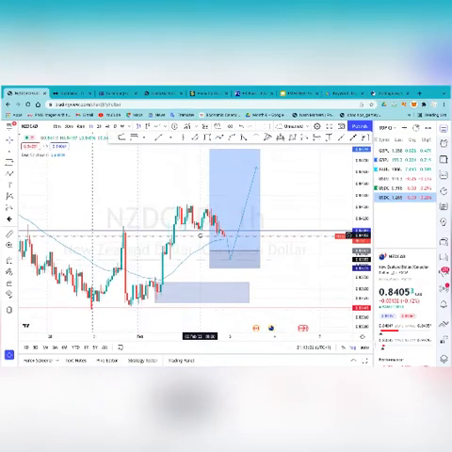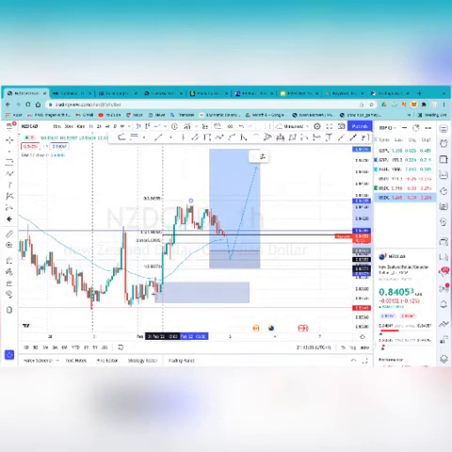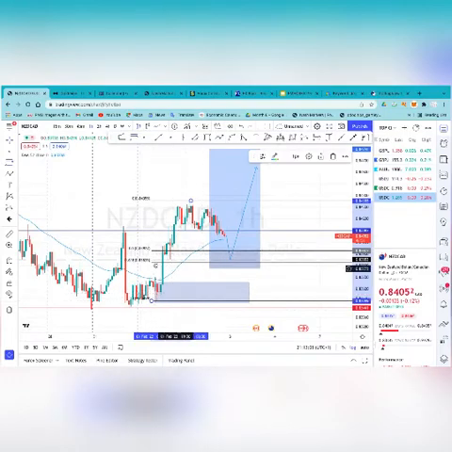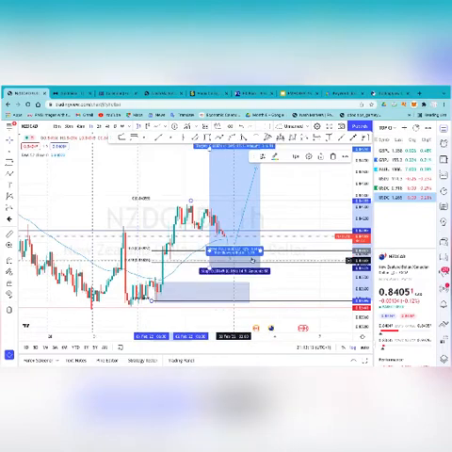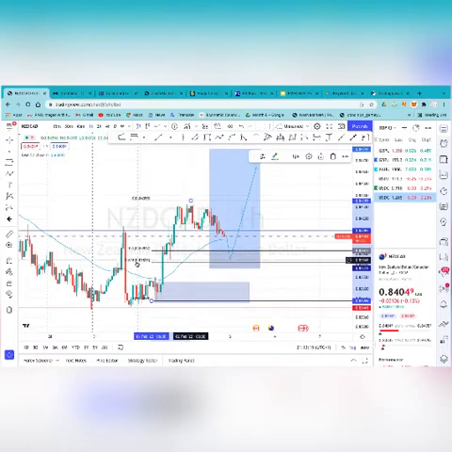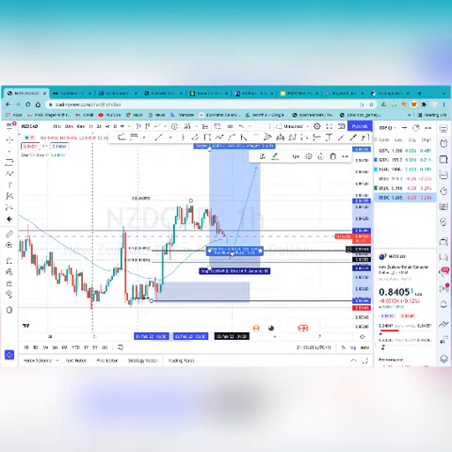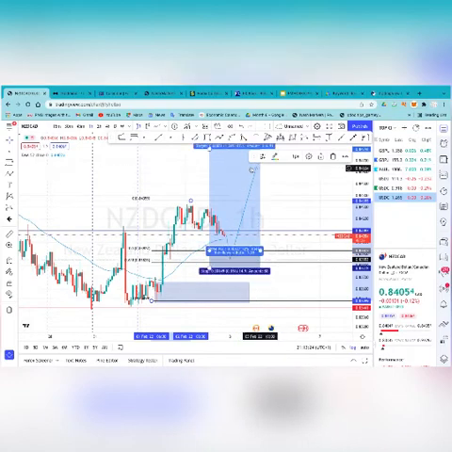Where it's going to be very interesting is when this whole thing is resting on discount. This whole thing is resting on what they call the golden zone, the 0.50 and the 0.61. Once the market comes to this golden zone for a discount for a buy, then you see the market playing out some magic to the upside.